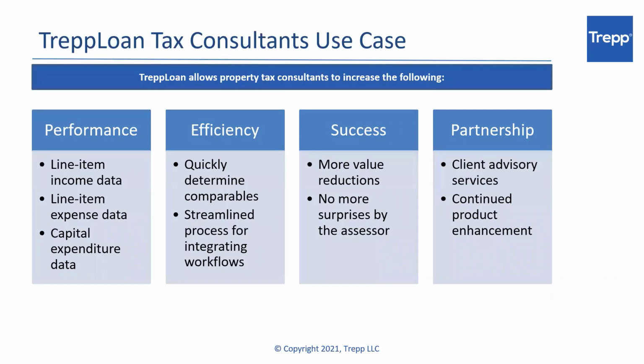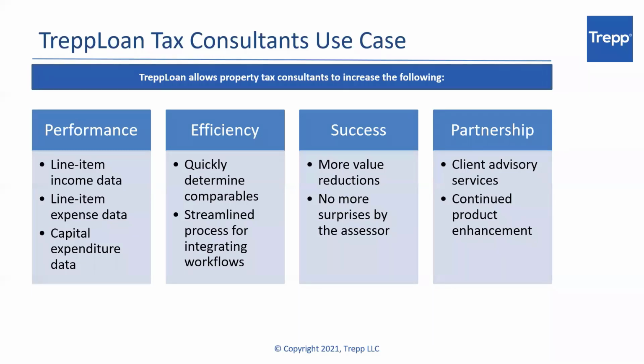So the things that this really allows tax consultants to increase from a productivity perspective is their performance. With the granular line item income and expense detail, as well as below the line capital expenditure data, consultants now have access to data from the Trepp platform that they otherwise wouldn't have unless it was for a property where you're currently the representative.